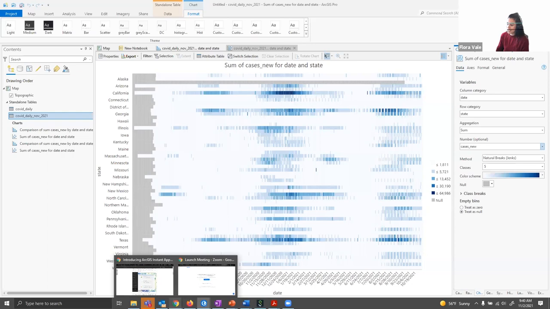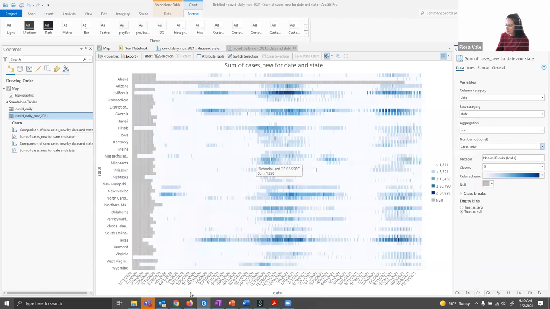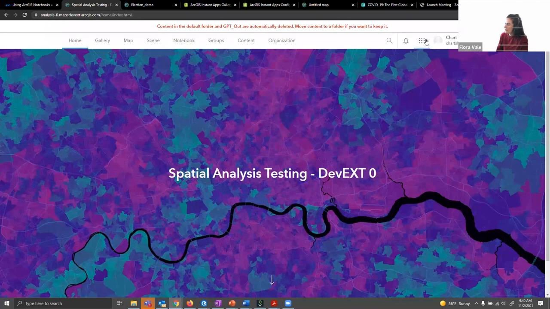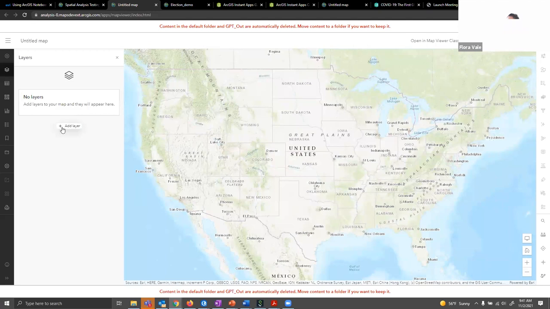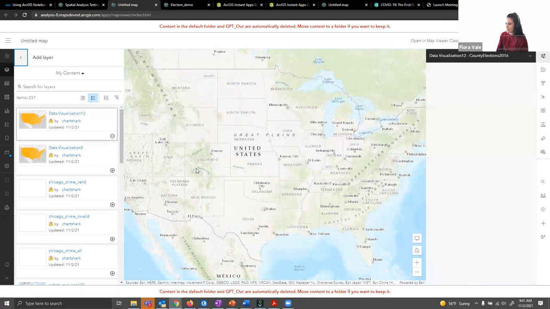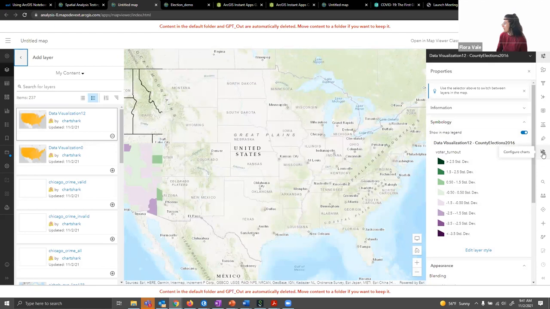And before I hand it back over, I would like to show you ArcGIS Online. So I'm going to go into the new map viewer. The old map viewer, or Map Viewer Classic, does not support charts, but the new map viewer does. And we're working to bring all of the functionality from the old map viewer into the new map viewer, but we're not there yet. Analysis will be coming soon. In the meantime, we can start to look at charts in here.